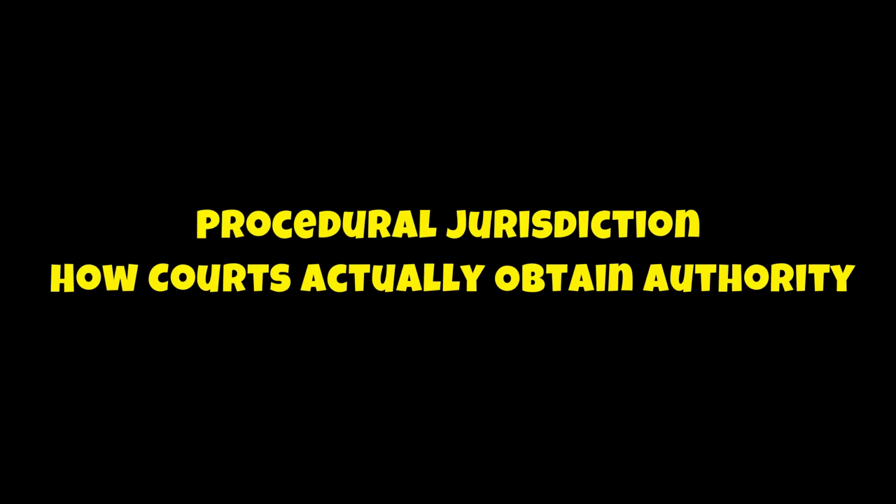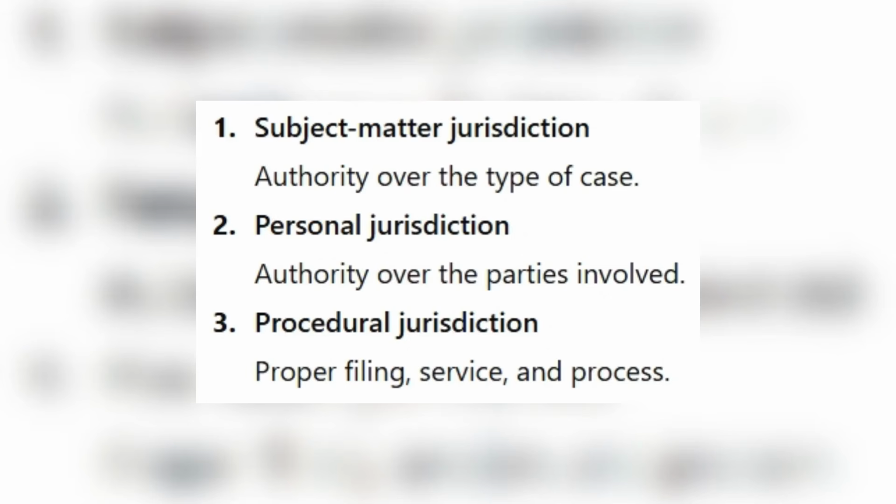Procedural jurisdiction: how courts actually obtain authority. In formal legal theory, courts obtain jurisdiction through three main elements. 1. Subject matter jurisdiction, authority over the type of case. 2. Personal jurisdiction, authority over the parties involved. 3. Procedural jurisdiction, proper filing, service and process. Language plays a role because documents, filings and responses determine how those elements are satisfied.